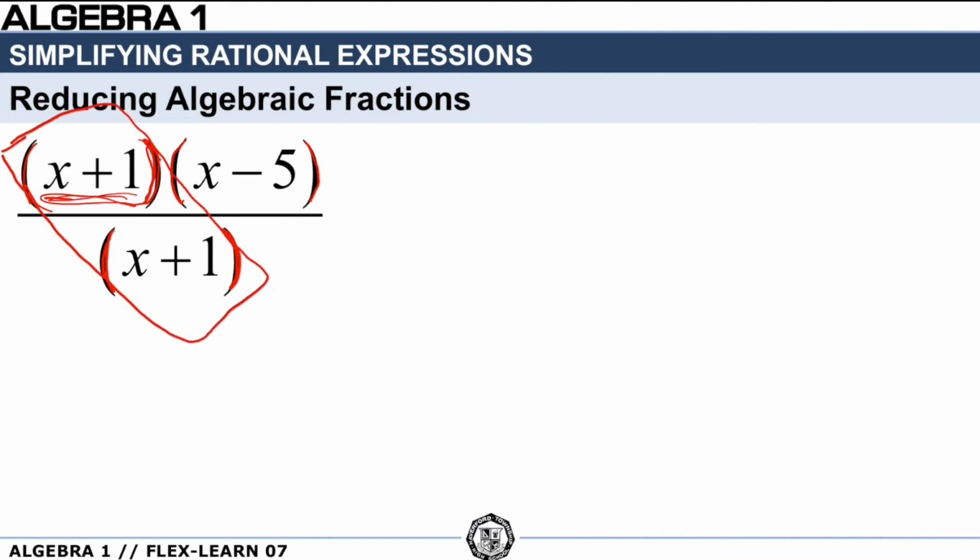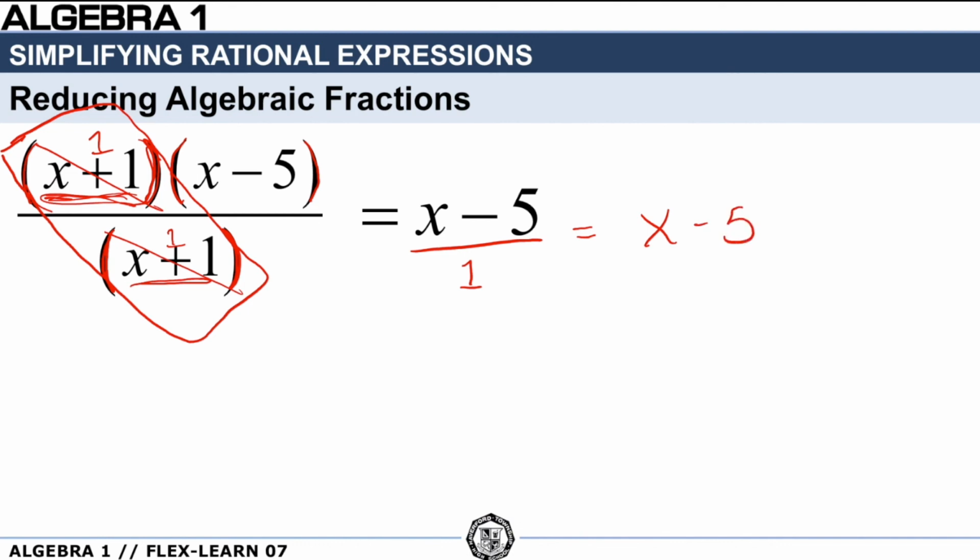creates a giant 1 because x plus 1 needs to stay together. So x plus 1 and x plus 1, they can cancel out. And I'm left with just x minus 5. I'm left with x minus 5 because this x plus 1 on the top becomes a 1, and so does this x plus 1 on the bottom. It just becomes a 1 since they cancel out. They don't go away. They become a 1. And x minus 5 over 1, well, any number divided by 1 is just itself. So I'm left with x minus 5.